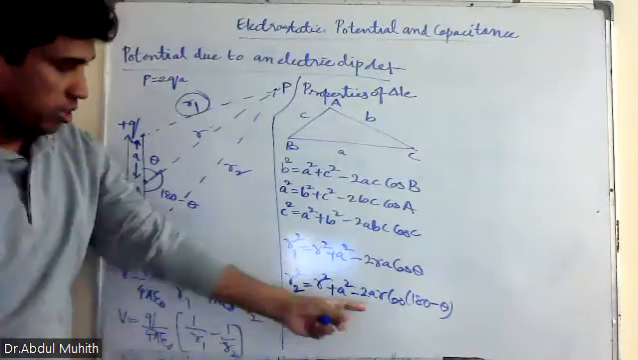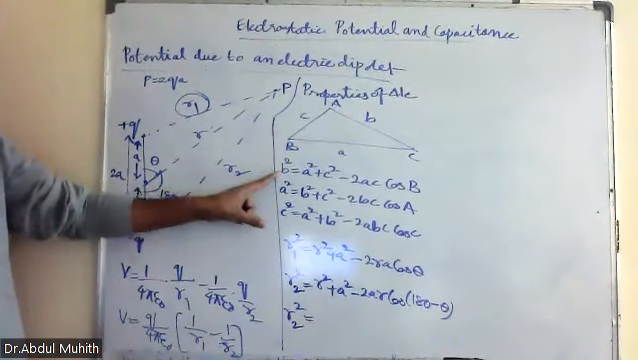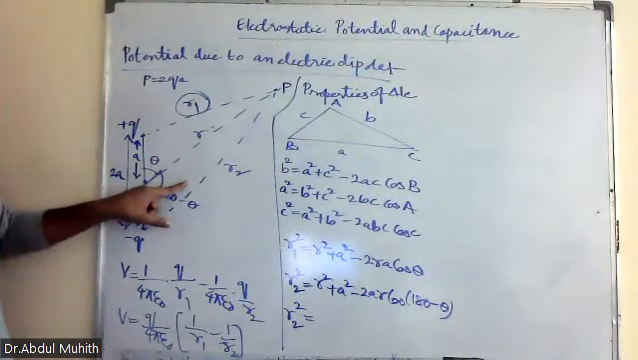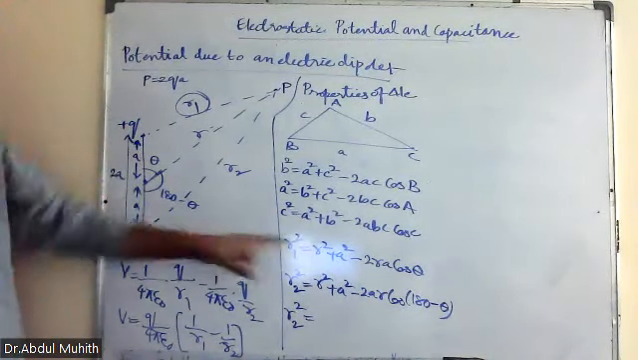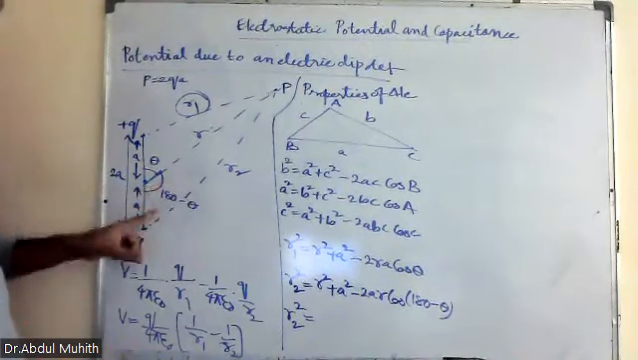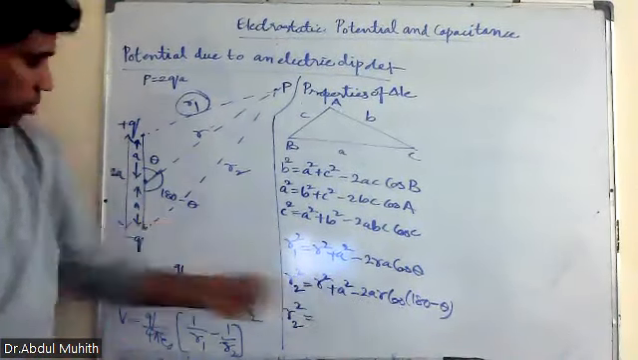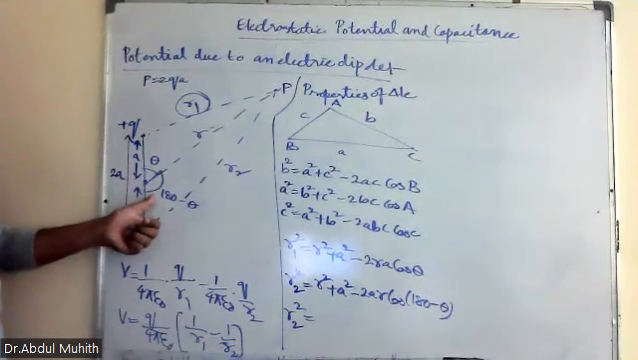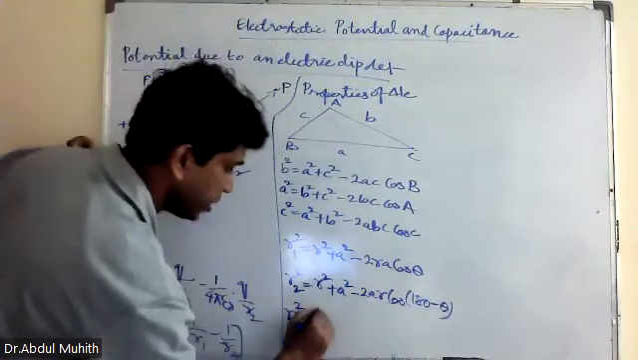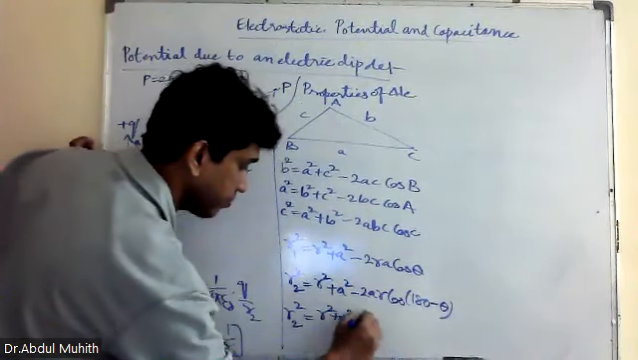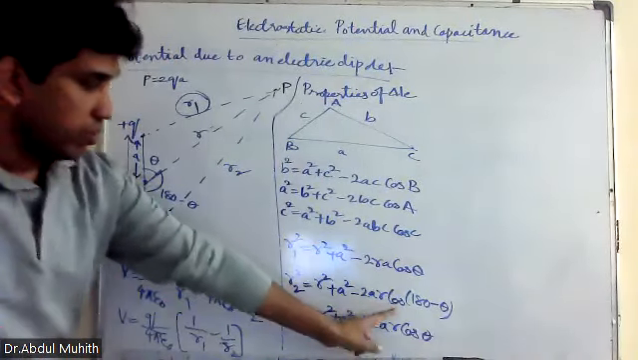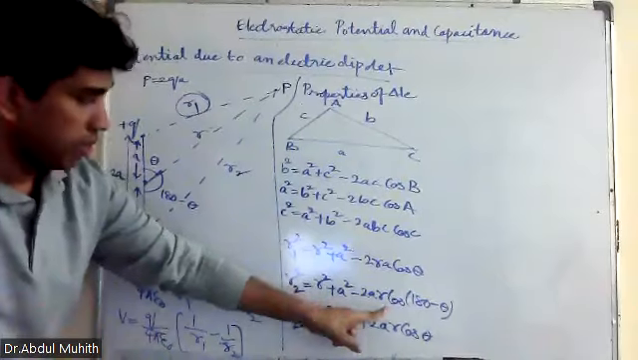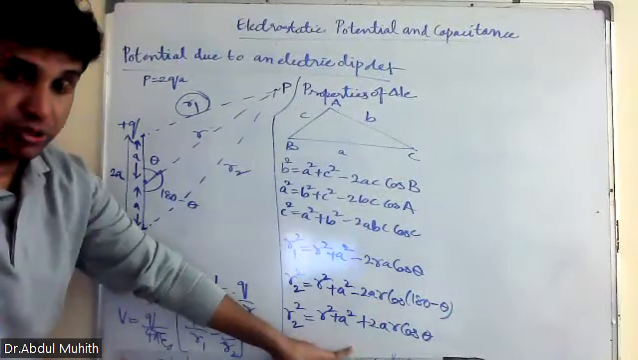Now here, we are applying this formula for this triangle and for this triangle. R1 square is equal to R square plus A square minus 2AR cos theta. Similarly, R2 square is equal to R square plus A square minus 2AR cos 180 minus theta. Got it? Is it clear to all of you? Yes, sir. Now, what is cos 180 minus theta, anyone? Minus cos theta. Minus of minus is plus.